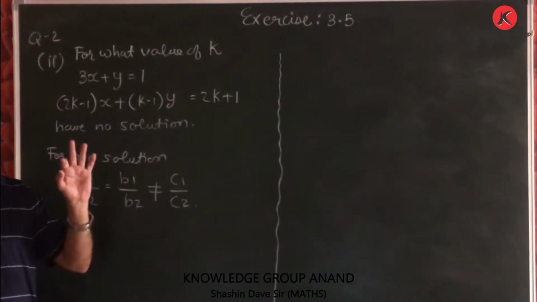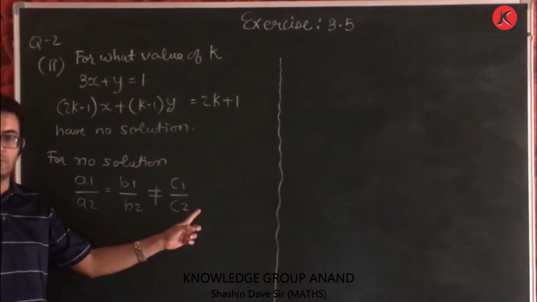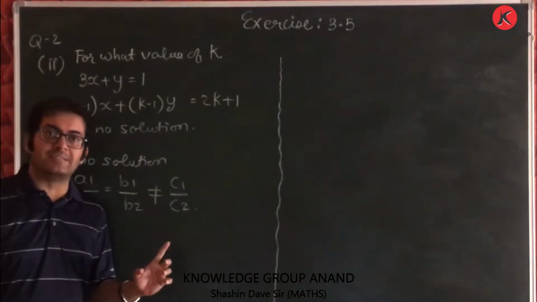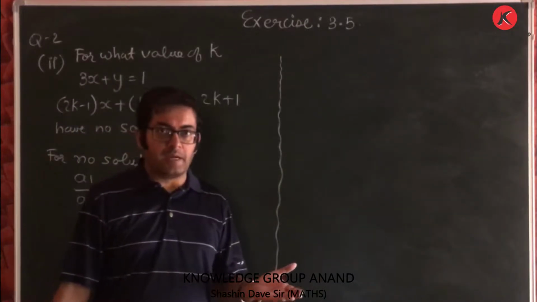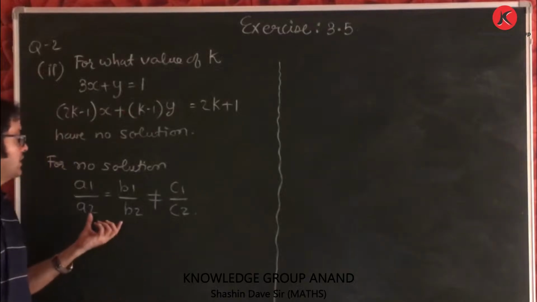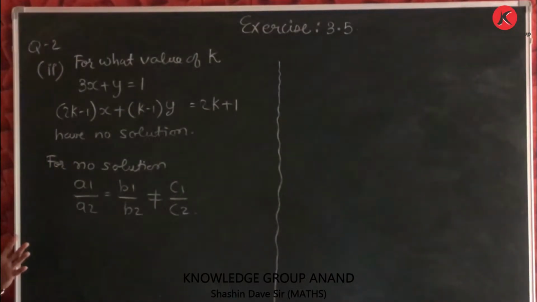If it was for k not equal to which value, then I would have taken the ratio a1 by a2 is not equal to c1 by c2, or b1 by b2 is not equal to c1 by c2. In that case, it would have been necessary for us to take the third ratio. But here, only one ratio, that is a1 by a2 is equal to b1 by b2, will be sufficient.